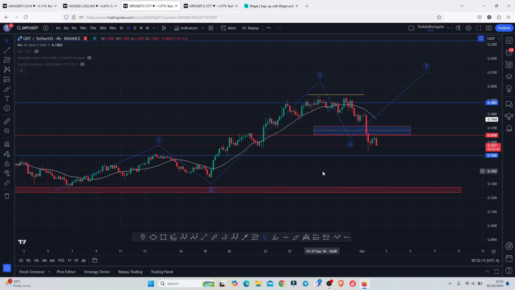GRT at the time of this recording is seeing a bit of a breakdown move after an aggressive bounce to the upside, in a move that gave us a high above the 0.1946. At the time of this recording we have lost a key area of support above the $0.165, flipping it back into resistance, and also a key area that I gave you in my previous videos where I was expecting to see a bit of a breakdown move in this Elliot wave count 4.